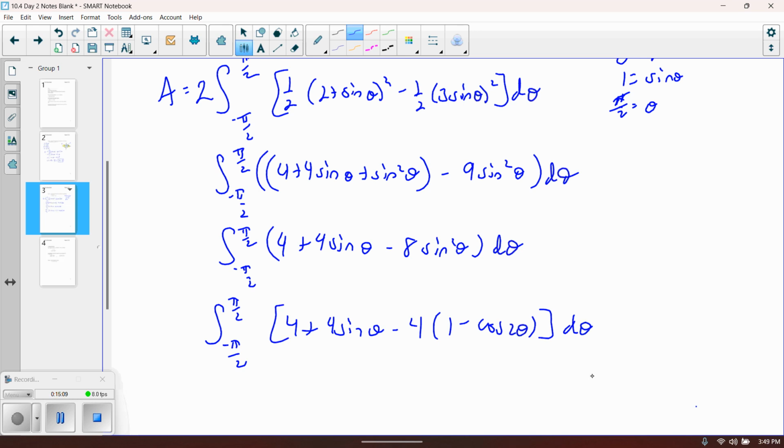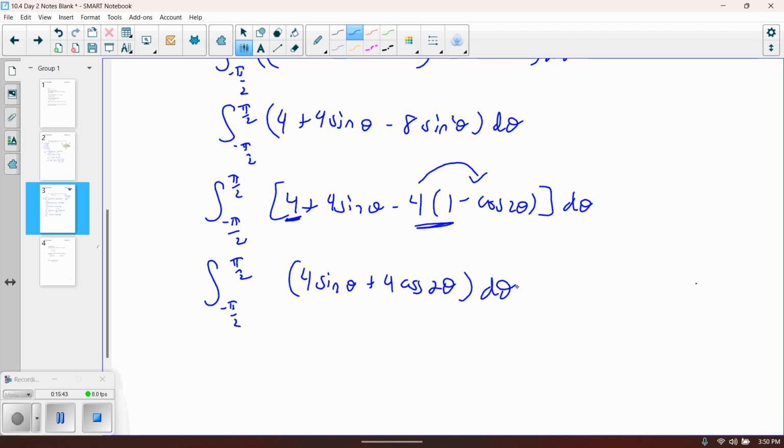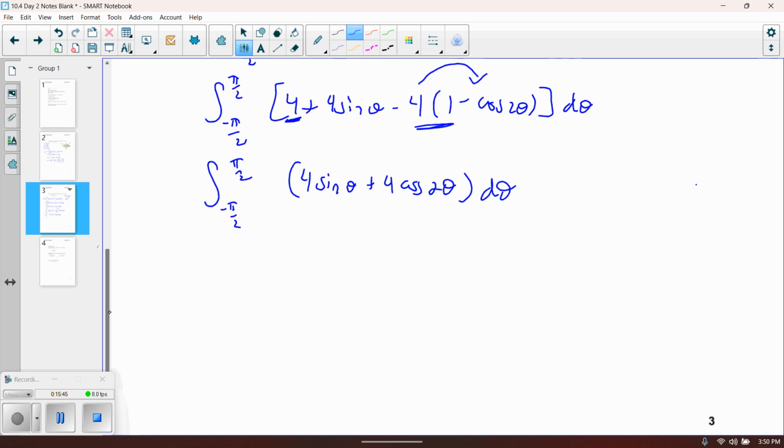And the last thing we can do here is combine our constants. I'm going to try and combine this into one step just to save an extra step of writing. You should see that I have this 4 here, and when I distribute my -4 into here, I'm also going to have a -4. 4 minus 4 is going to go away. I still have to distribute the -4 into this part, though, so I can't just completely get rid of it. So I'll have 4 sine theta, and then a plus 4 cosine of 2 theta d theta.